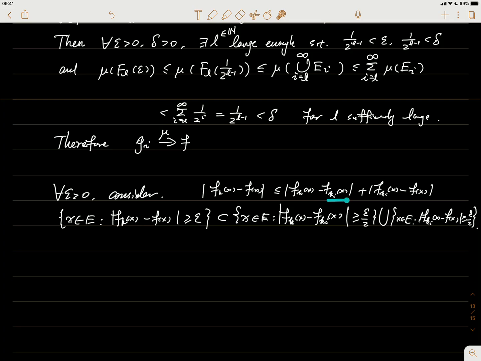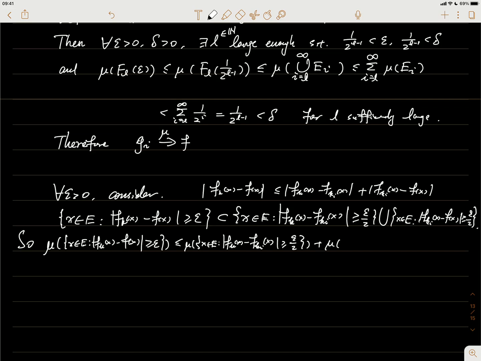So this f_{k_i} is like an agent to connect f_k and f. I know that this will go to 0 since f_{k_i} converges to f in measure, but I also know that this goes to 0 as k and k_i go to infinity because the f_k is Cauchy in measure. Okay? And this is how we are going to show this, the measure of this left-hand side. So the measure of this is less than or equal to the measure of the first plus the measure of the second.